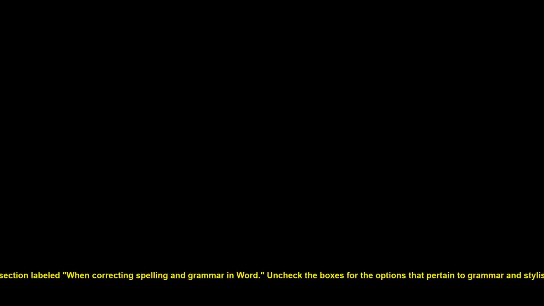Next, locate the section labeled When Correcting Spelling and Grammar in Word. Uncheck the boxes for the options that pertain to grammar. You may also want to uncheck Check Spelling as you type. Click OK to apply the changes and close the dialog box.